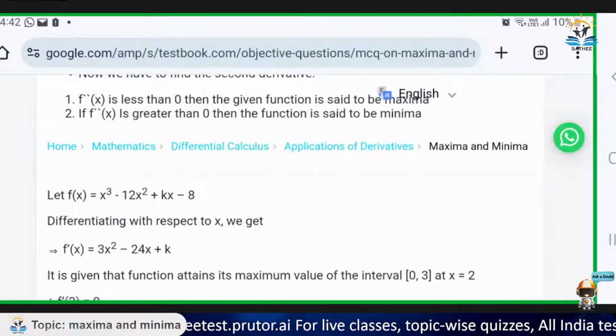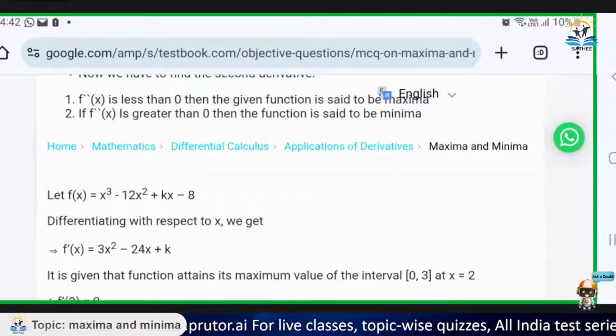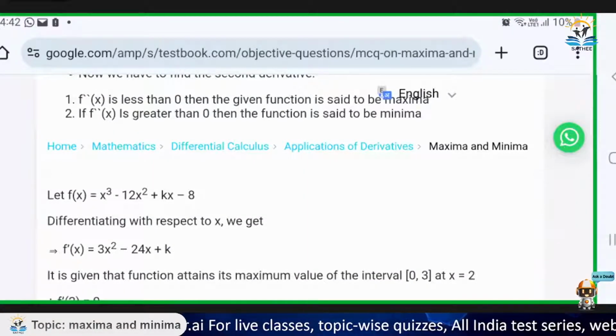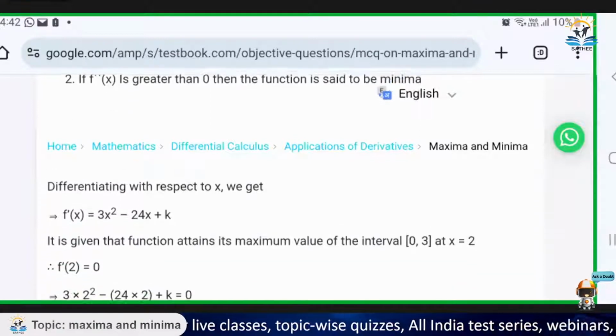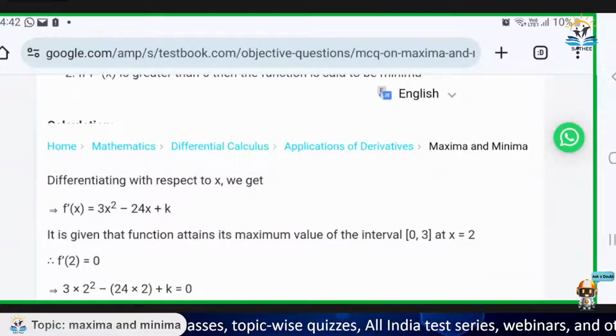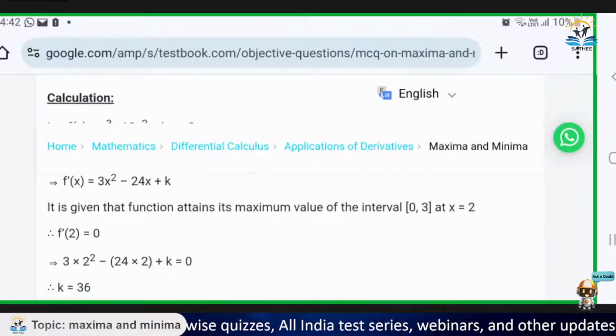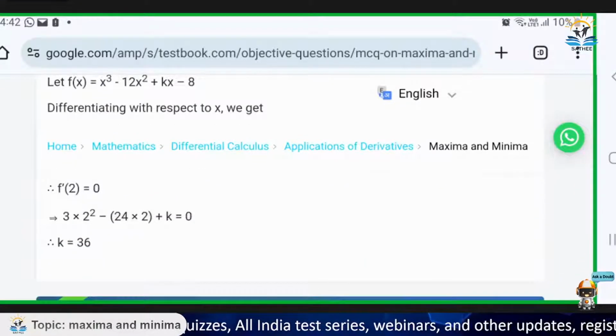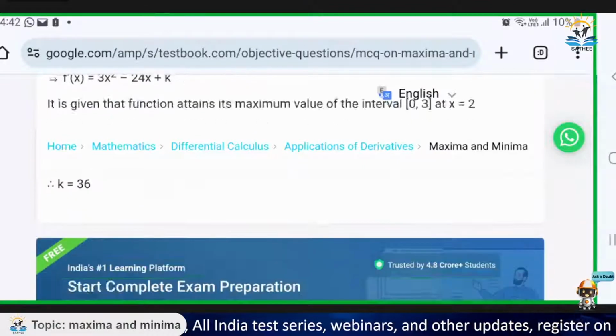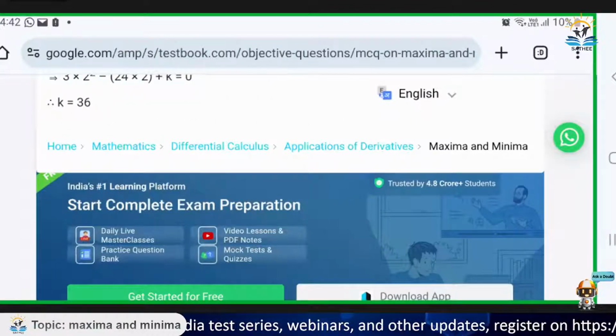So here we can see f dash x is equal to 3x square minus 24x plus k, and at x is equal to 2, we get f dash x is equal to 0. So we may write f dash 2 is 0. On solving this, we get k is equal to 36. So this was a basic question.